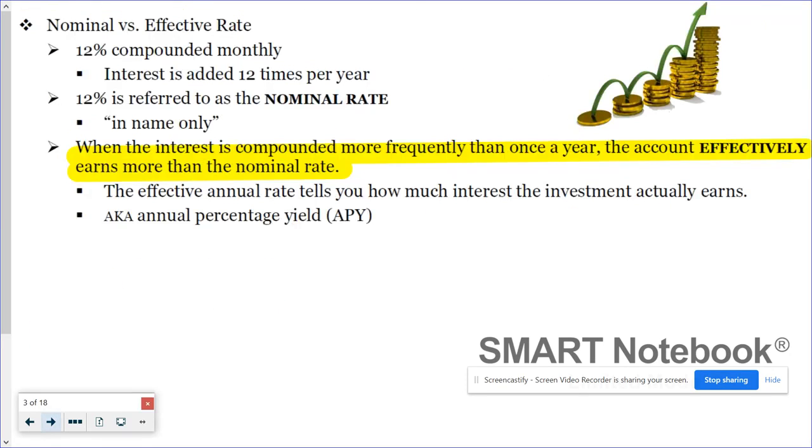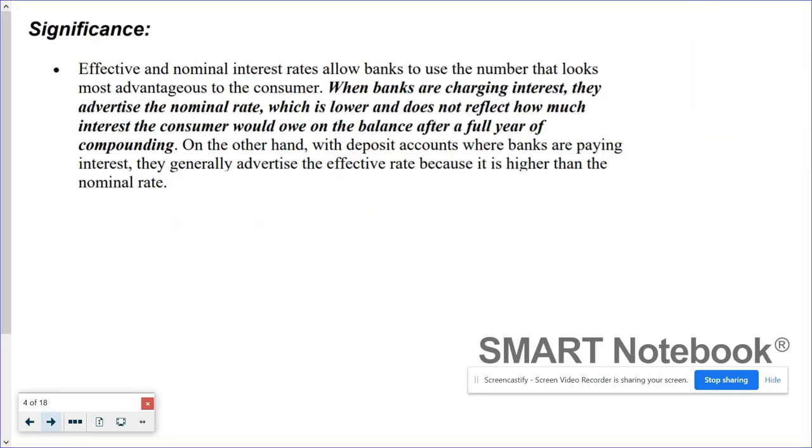Okay. And we call this the effective annual rate. It's also known as the annual percentage yield or simply APY. So the nominal rate is the stated rate, and the effective rate is like the end result. Like in the end, what is the true interest rate? Think of it that way, the end result, effective rate. Okay. And the significance here.